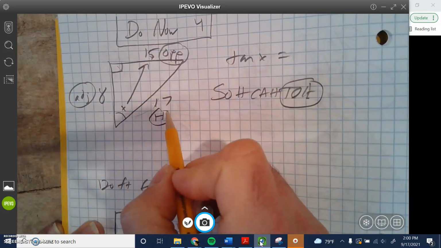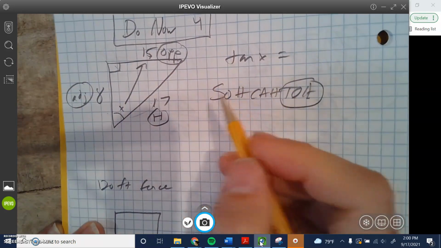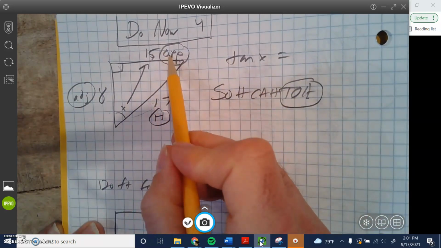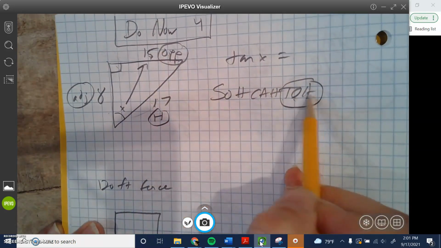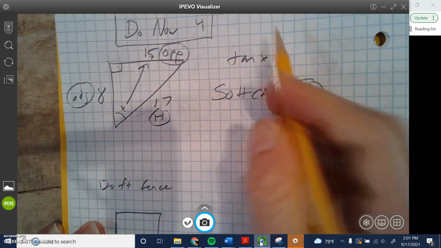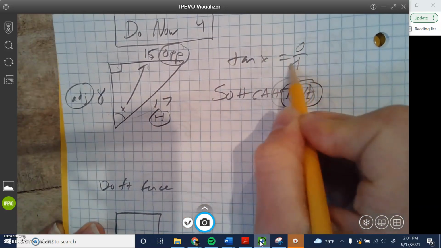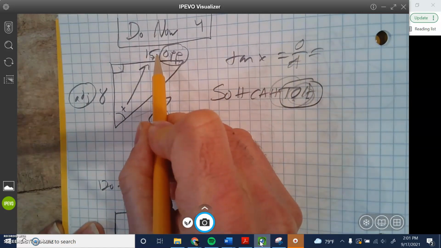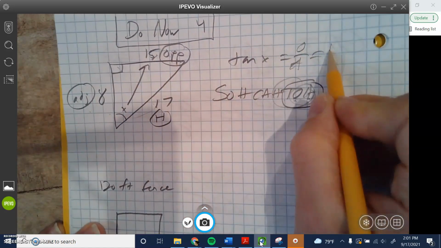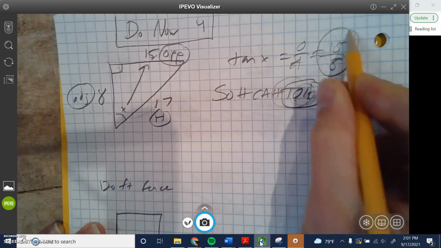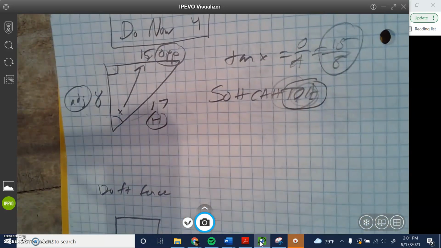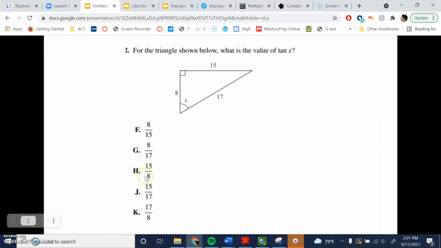Notice the order I do it: I always do hypotenuse, opposite, and adjacent. That's how I always do it. So opposite over adjacent, SOHCAHTOA. Opposite over adjacent is 15 over 8, so that would be H. All right, next one.